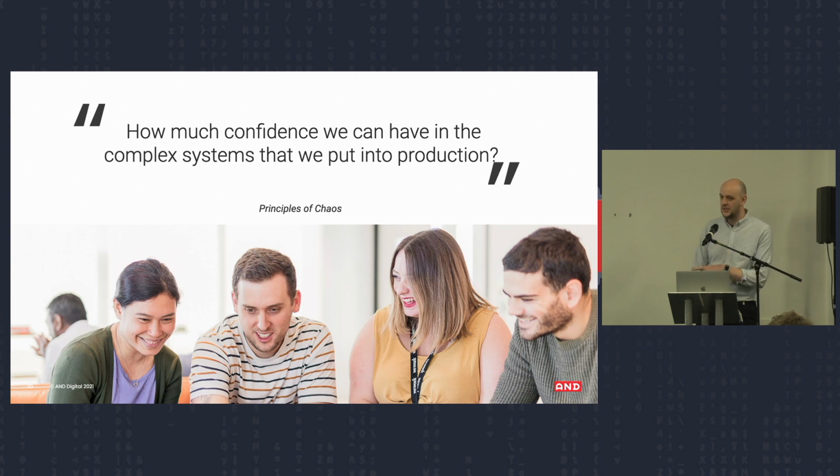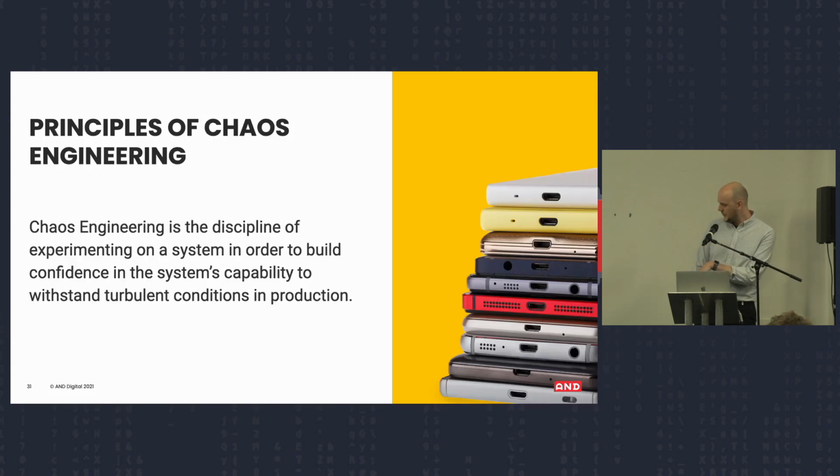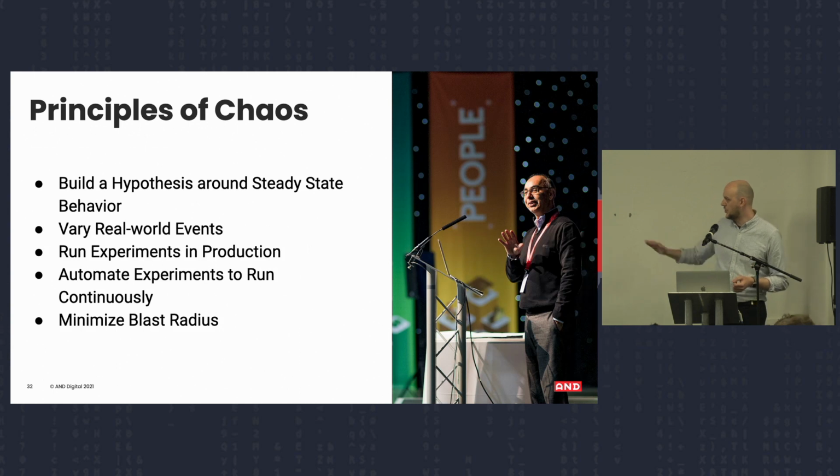And if you're unfamiliar with chaos engineering, basically, it's the discipline of experimenting on systems in order to build confidence. What that means is you perform small little experiments on what you built. You're basically breaking them, in safe, controlled environments. What you do is you build a hypothesis, you build very real-world events, run experiments in production, automate it, and minimize the blast radius.